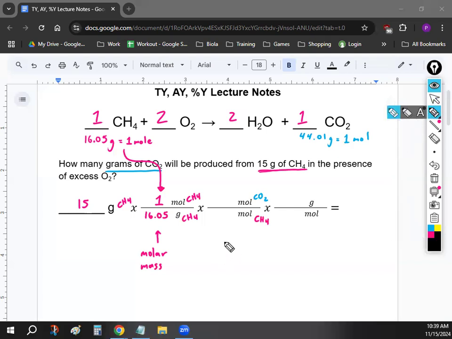All right, and the numbers for this one are going to come from your balanced equation. So we're going to look at the equation that we've balanced and then plug in our numbers from there. Take a look at CH4. There is a 1 in front of it, so we put a 1 on the bottom. And then CO2 has a 1, so we put a 1 on the top.